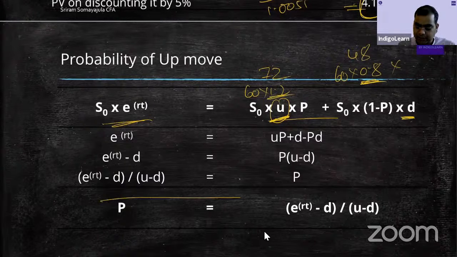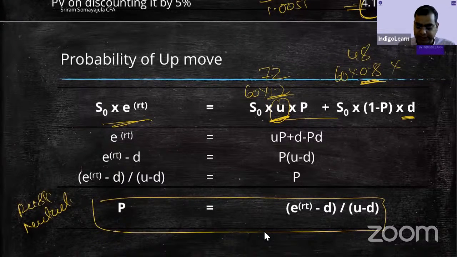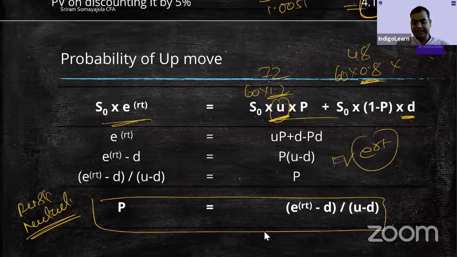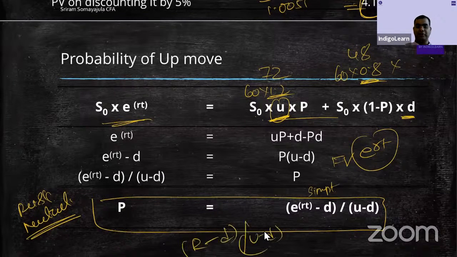You will get the risk neutral probability, computed as e power RT minus D by U minus D. Now, e power RT is a future value component. Now in the exam, if they don't give you e power RT, you can compute it. I've told you the method. Or if they ask you specifically to use simple interest, then instead of e power RT, you'll do R minus D by U minus D. This will give you the probability.